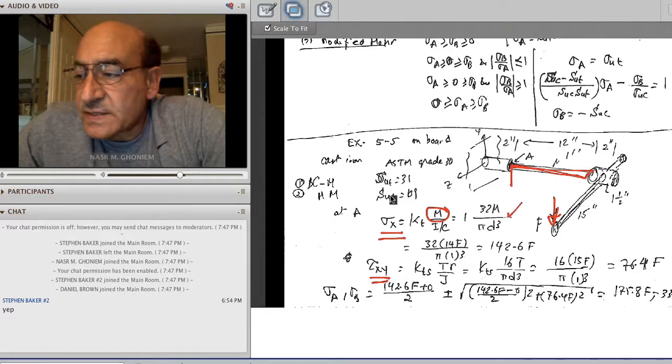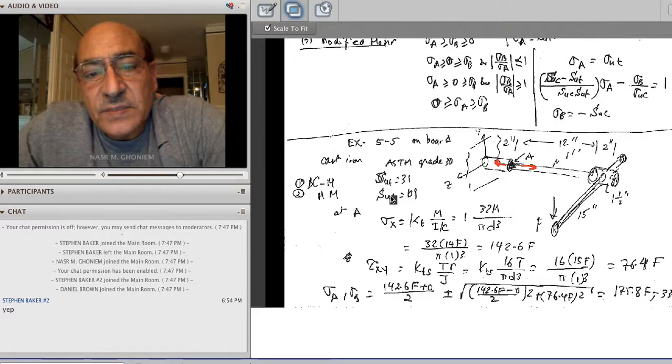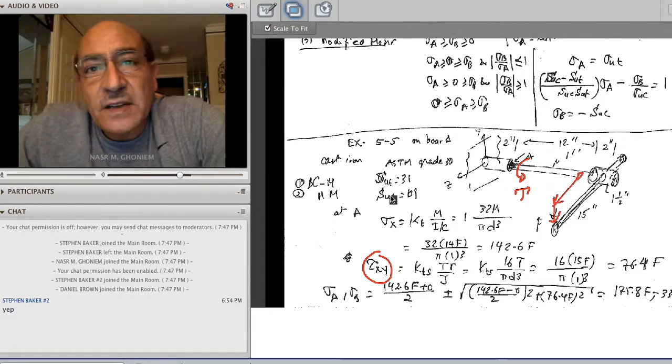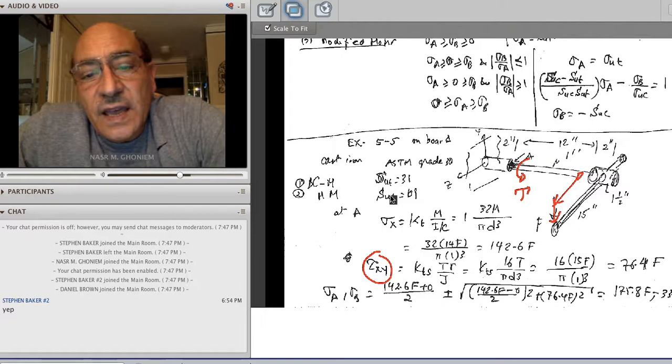Sigma x is axial. It means that it is actually pulling the material in this direction. That's due to the bending. And then I have now to also determine the shear. The shear is due to a torque here. So the torque is the force times this arm length. It's a different arm length.